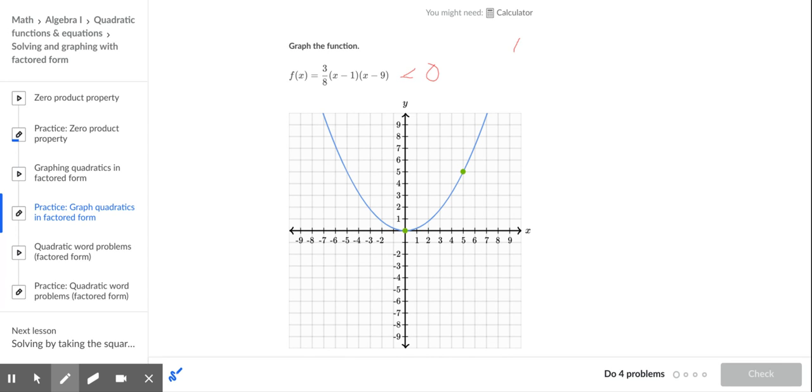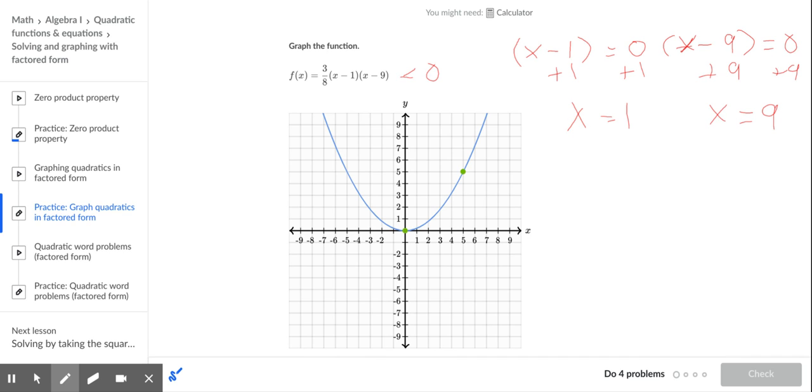So I can split it up into x minus 1 equals 0 and x minus 9 equals 0. Remember, that was the zero product property. We said we could do that. Then I can just solve for x. I didn't actually need the parentheses. We can add 1 to both sides, we get x equals 1. We can add 9 to both sides, we get x equals 9.